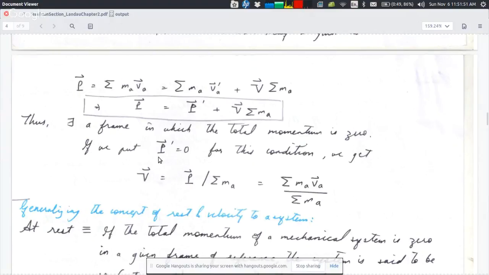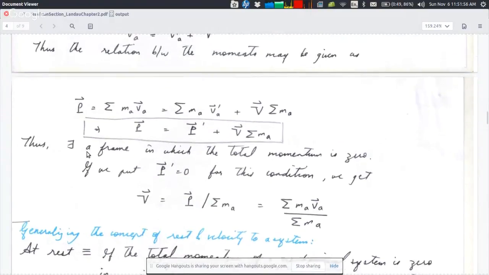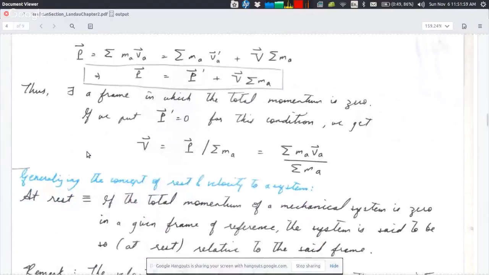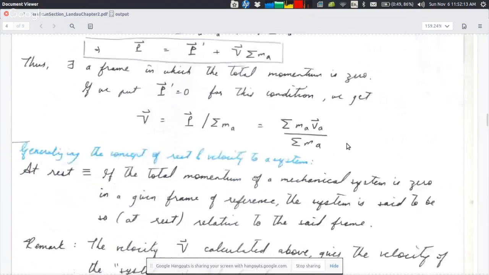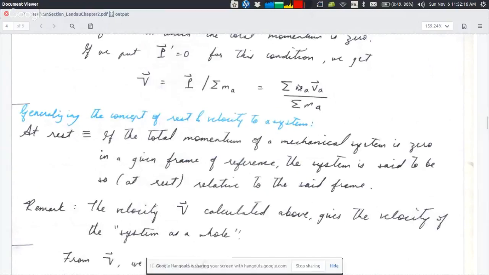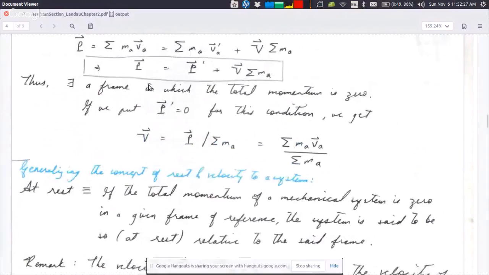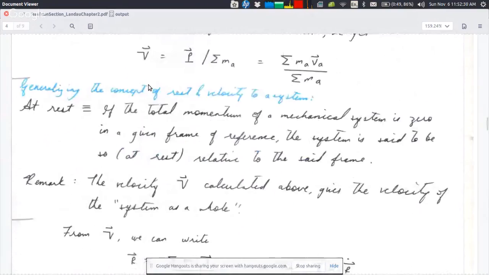Because of the Galilean transformation, you can basically change this value of V such that your P becomes zero. For this condition, V will be equal to P by the summation of ma. So this V you can write as the summation of ma va upon the summation of ma. This is the velocity with which you have to move to go to a frame which has zero momentum.